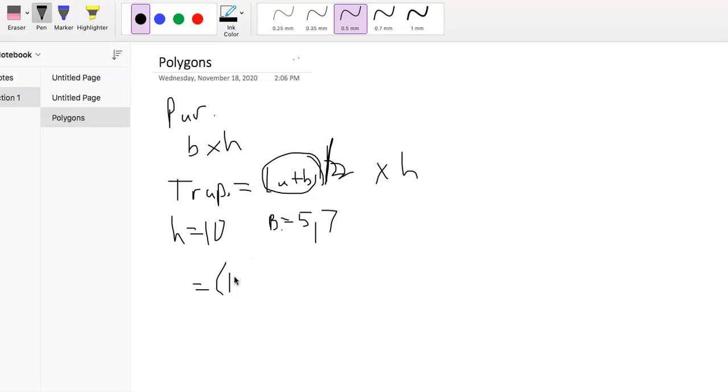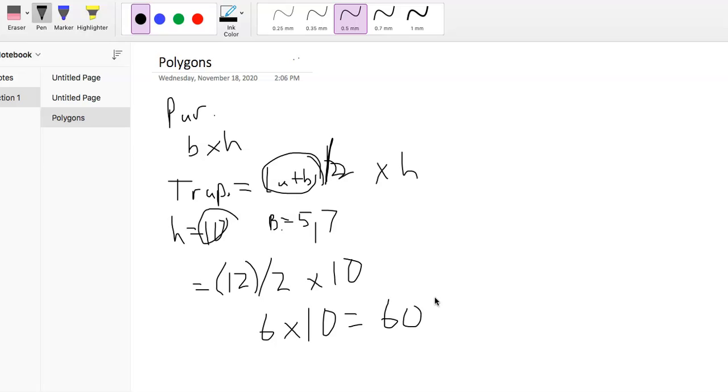So 5 plus 7 is 12. So let's go ahead and throw the 12 on there. Okay, and then divided by 2 times height. Our height is 10, so times 10. 12 divided by 2 is 6, times 10. Okay, and there's your answer. Okay, so again, trapezoid, a plus b divided by 2 times height. That's the hardest one to remember. There's more involved there. If you put a little effort into doing a few of these, you'll be able to remember that. The rest of them are really easy to remember.